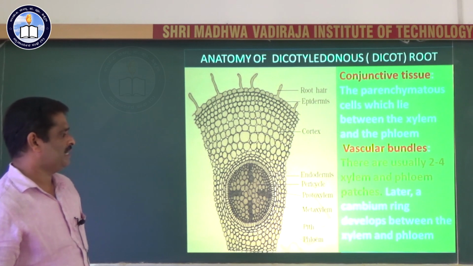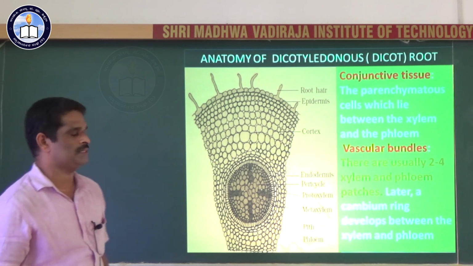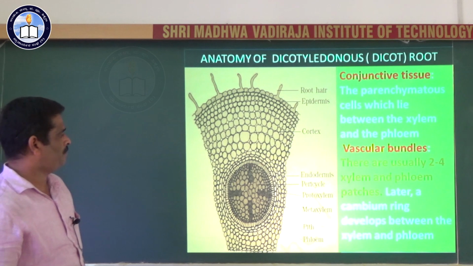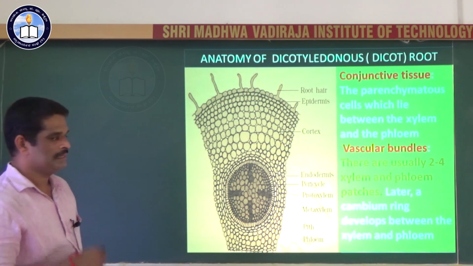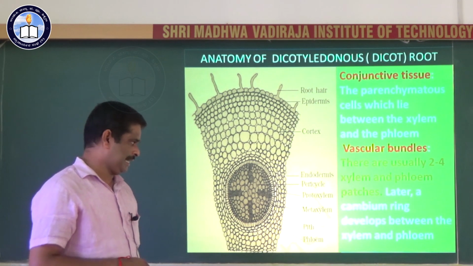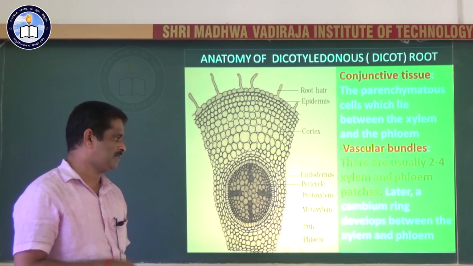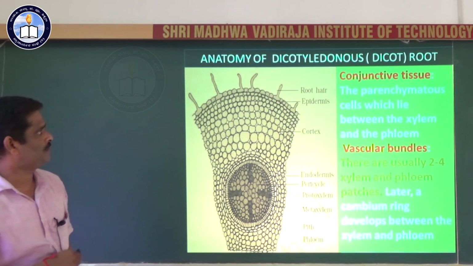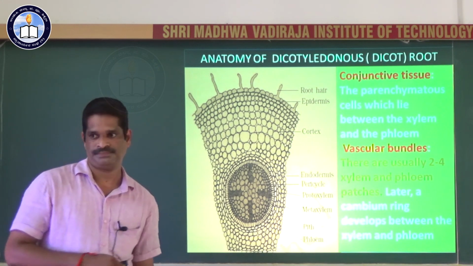The cambium ring develops during secondary growth. How does this cambium ring develop during secondary growth? Above the protoxylem and below the phloem, the pericyclic cells are present that produce the secondary cambium. That cambium is responsible for the increase in the girth of the root. That is what we call secondary growth of the root. So that's about the anatomy of the dicot root.